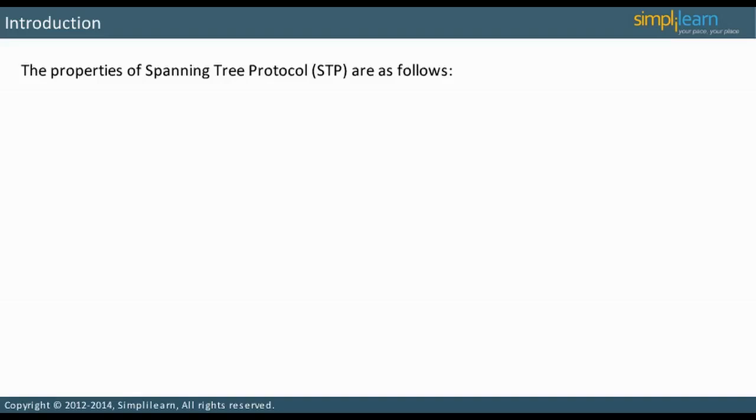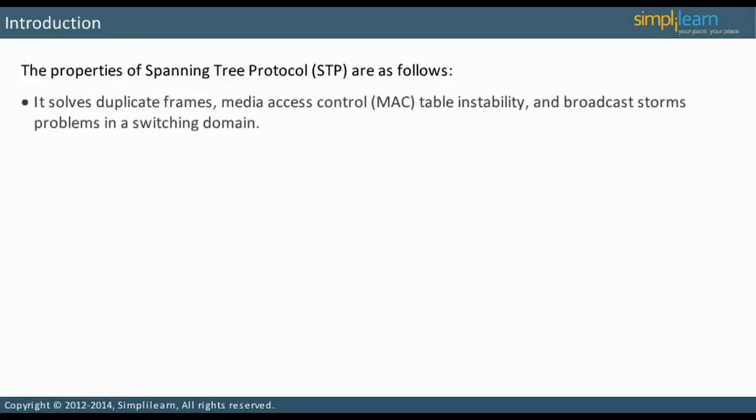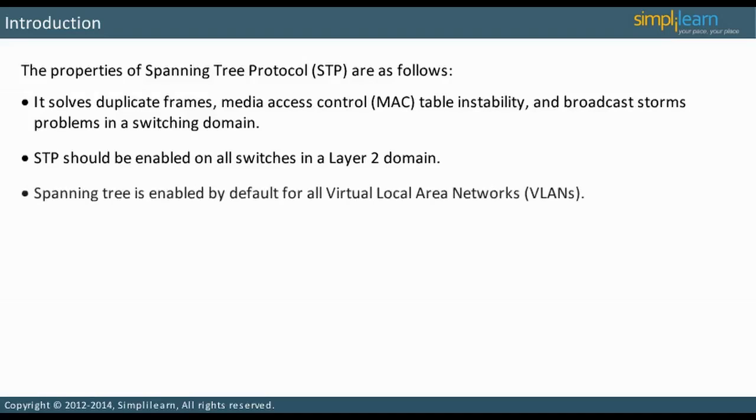STP solves three interrelated problems in a switching domain. When there are bridging loops, duplicate frames can occur, which leads to MAC table instability. This can cause broadcast storms, which may disable a network. Always enable STP on all switches in a Layer 2 domain. If STP is disabled, bridging loops are not detected and prevented. Spanning tree is enabled by default for all virtual local area networks. In the next slide, let us look into the different versions of STP.